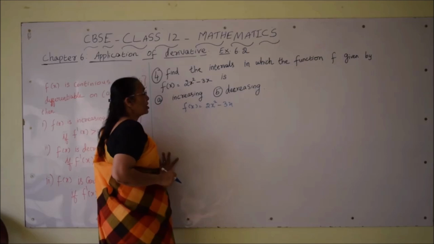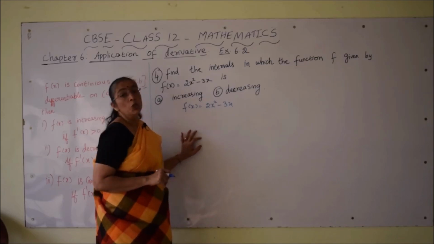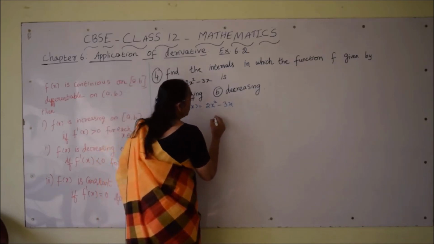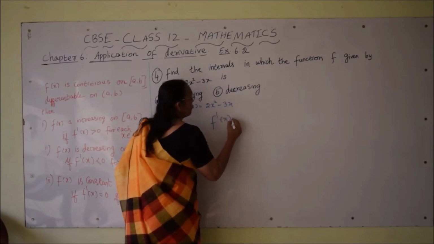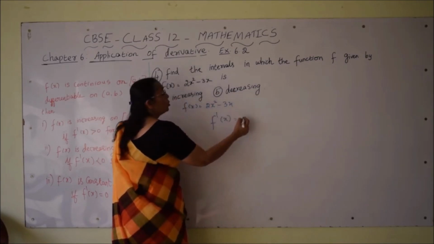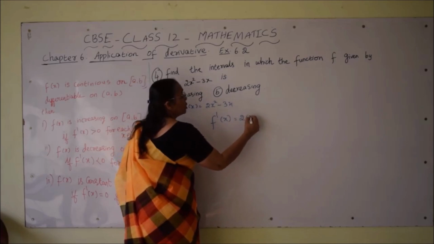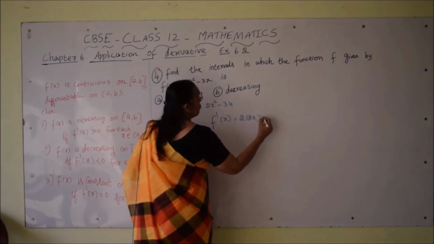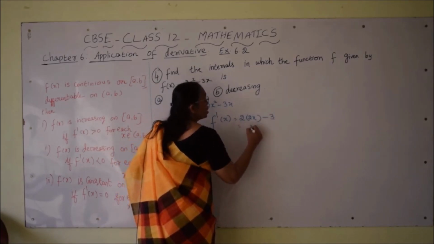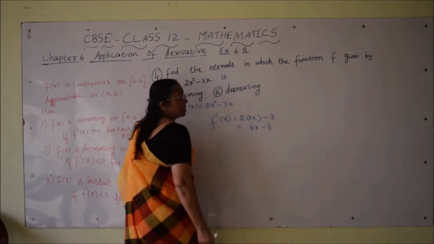Now, the function is given as f of x is equal to 2x square minus 3x. Let us do its differentiation first. So, f dash of x is equal to 2 into differentiation of x square is 2x and differentiation of minus 3x is minus 3. So, which is nothing but 4x minus 3.